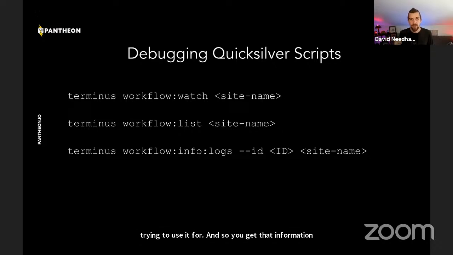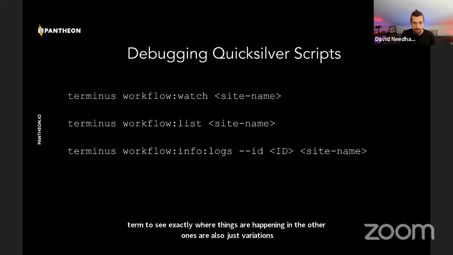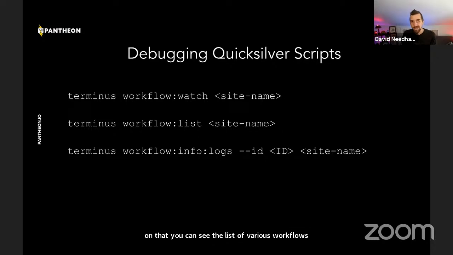And if you tie it to the clear cache button, it's easy to click that as many times as you want and actually see firsthand if it's working correctly. And then, before you go, you can clean that up and remove any echoes that you don't want in there. It'll help you out in the long term to see exactly where things are happening. The other commands are also just variations on that. You can see the list of various workflows that have happened over time, and then you can dig down and get even more information about a specific workflow if you define the ID.